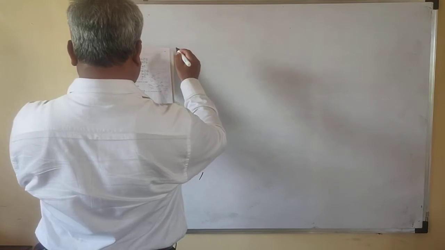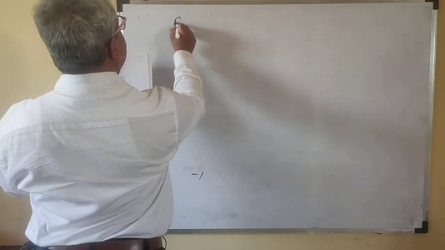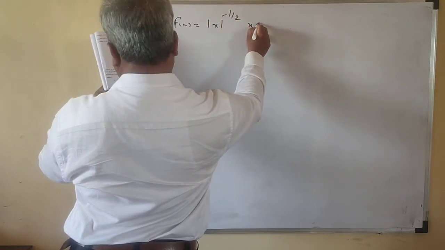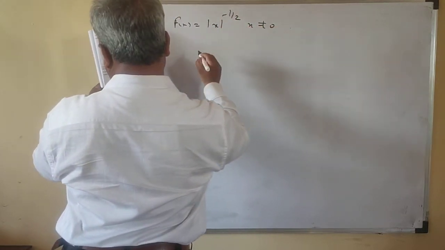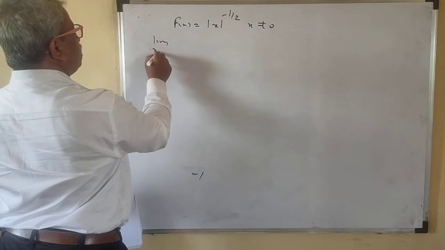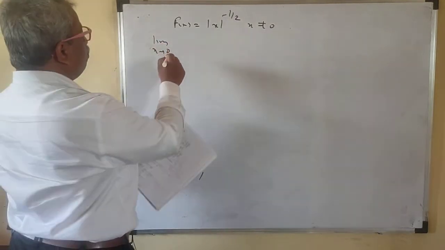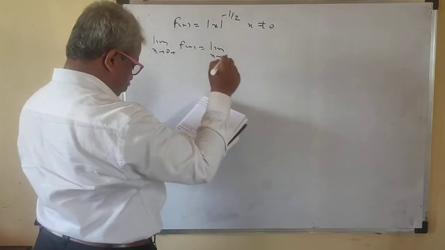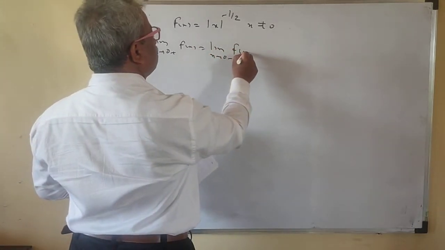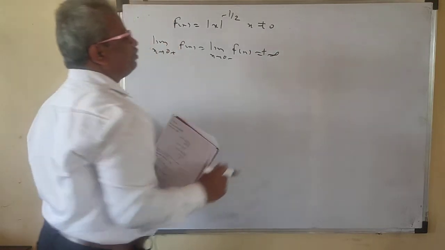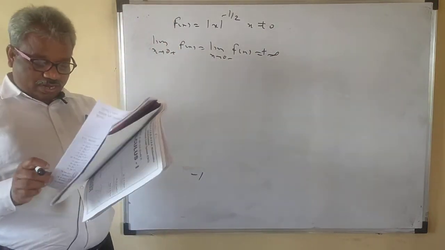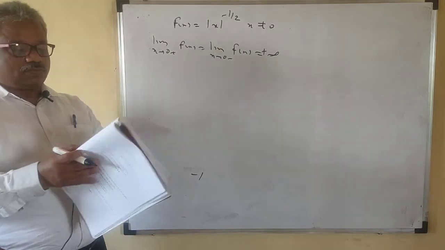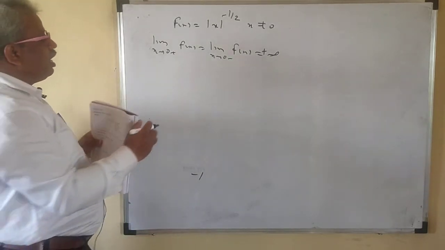Now one thing is that if f of x is equal to, you should remember the function, x is not equal to 0, then limit x tends to 0 plus f of x is equal to limit x tends to 0 minus f of x is positive infinity. That means the limit does not exist, but it is positive infinity. Okay, one thing is what?